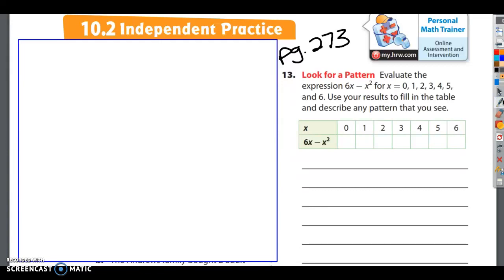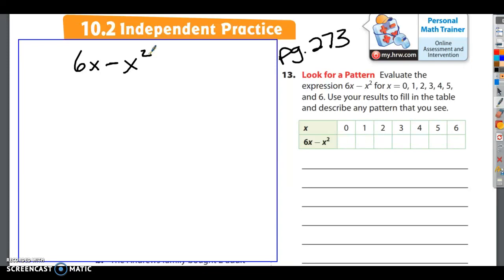All right, number 13. It says, look for a pattern. Evaluate the expression 6x minus x squared. I'm going to write that over here. 6x minus x squared, for 0, 1, 2, 3, 4, 5, and 6. Use the results to fill in the table and describe any patterns you see.